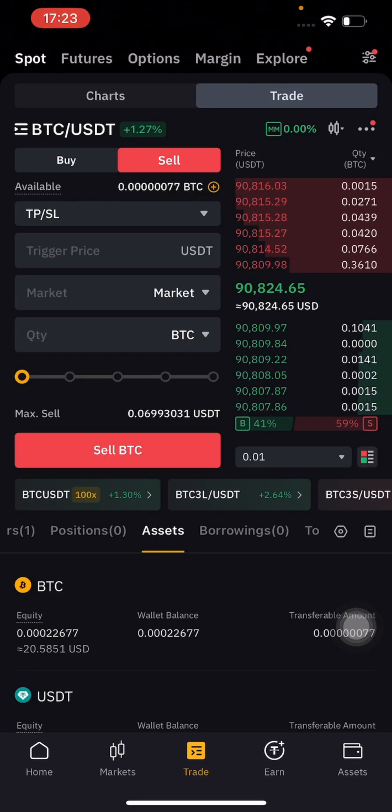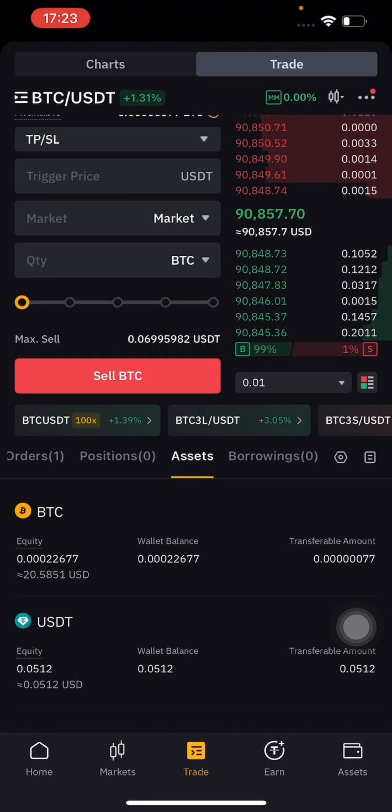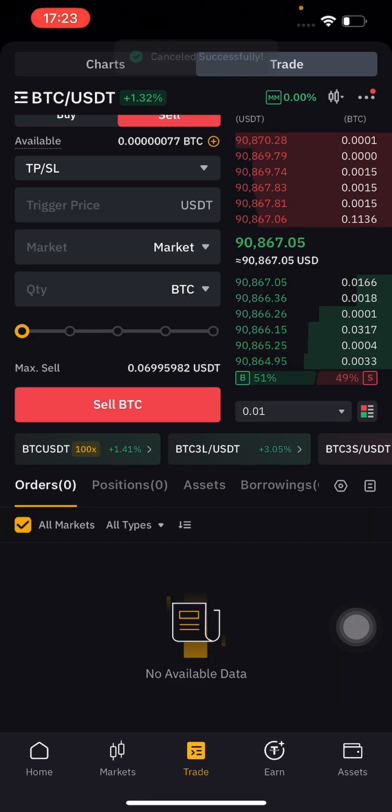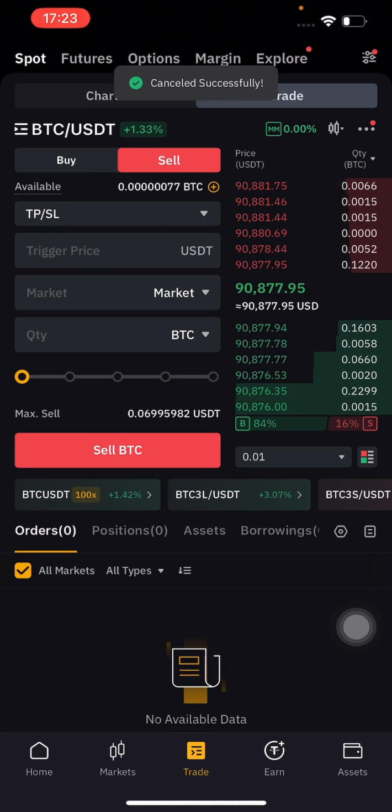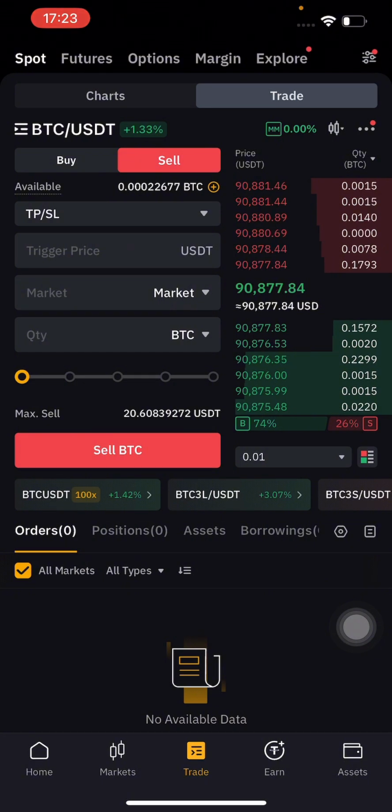One thing as well, guys, you might decide, okay, I don't really want to wait for the price to reach the stop loss or the take profit that I've put. I want to take profit instantly. Let's say, for example, you enter the market at 90,800 and you realize the price just went up to 90,900. But let me first of all cancel this order. You realize the price just moved up to 90,900 and you want to take profit instantly. So what are you going to do?